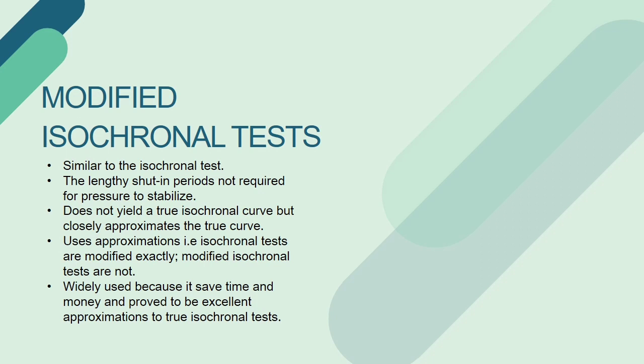Since this method uses approximations, modified isochronal tests are not exactly the same as isochronal tests. So due to this, we get some minor changes in the data of the two tests. But the modified isochronal test is widely used in industry because it saves a lot of time and money, because oil equals money, and it has proved to be an excellent approximation to the true isochronal test. That is, we get results very similar to those of the true isochronal curve, and the errors are negligible.